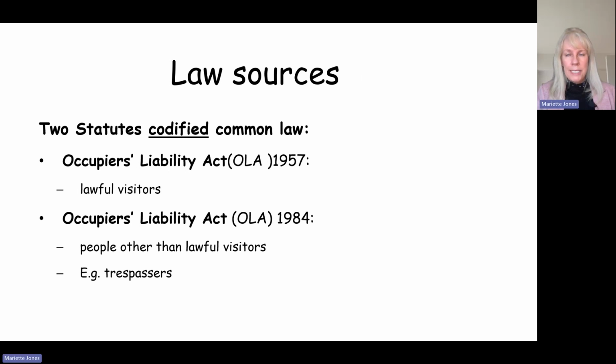The law governing occupiers liability includes the common law, but to a very large extent, the law as it was codified in two statutes. Firstly, the Occupiers Liability Act 1957, which applies to lawful visitors to the premises. And secondly, the Occupiers Liability Act 1984, which followed to cover liability for people who are injured due to the state of the premises while they were not lawful visitors, such as, for instance, trespassers.